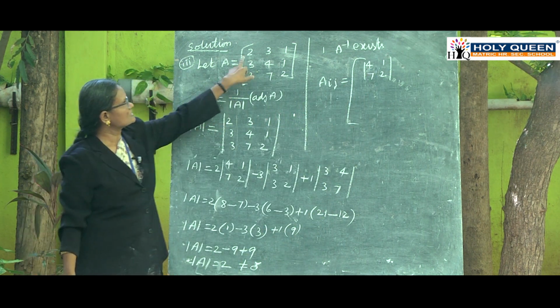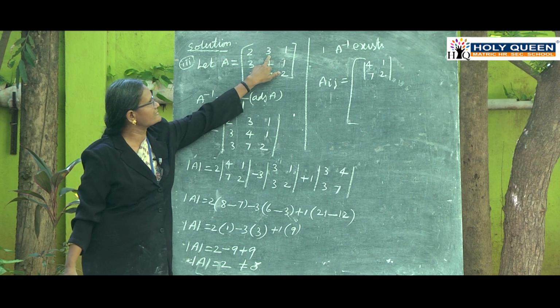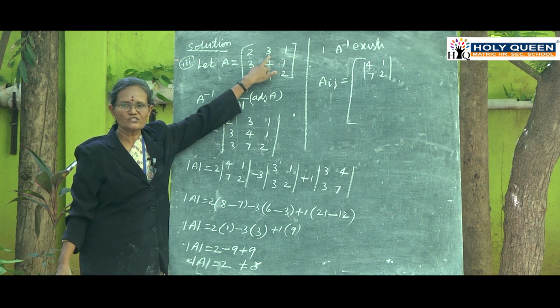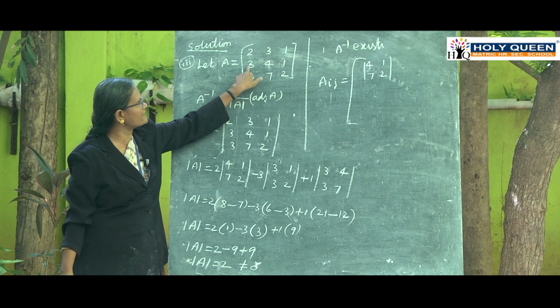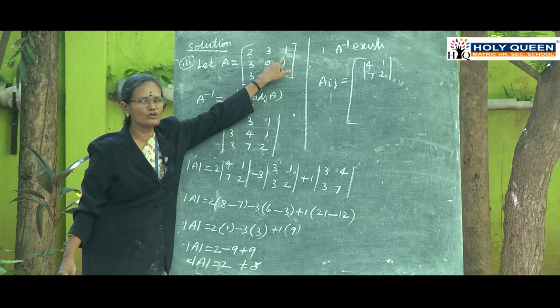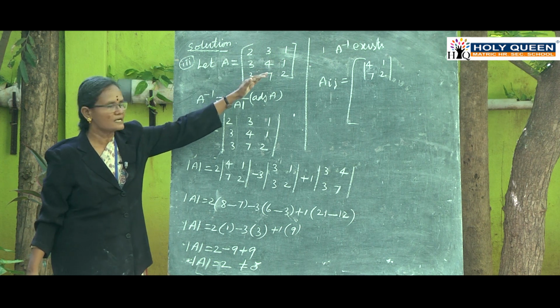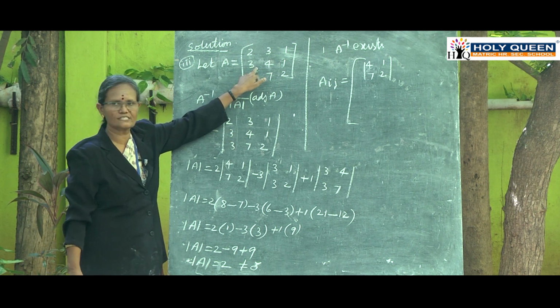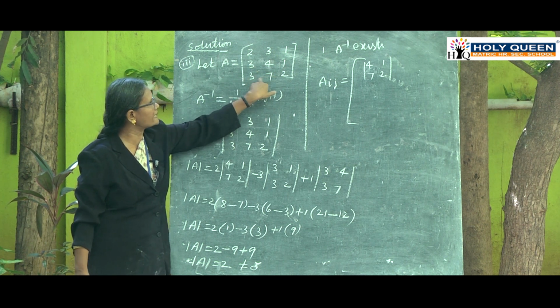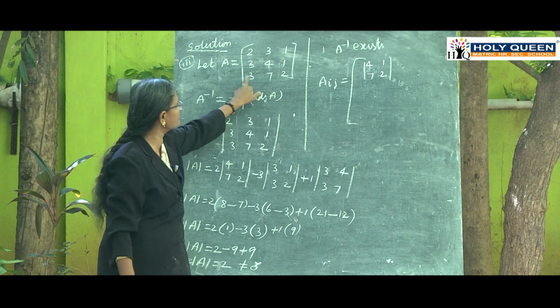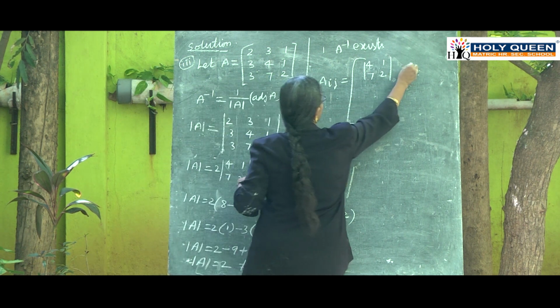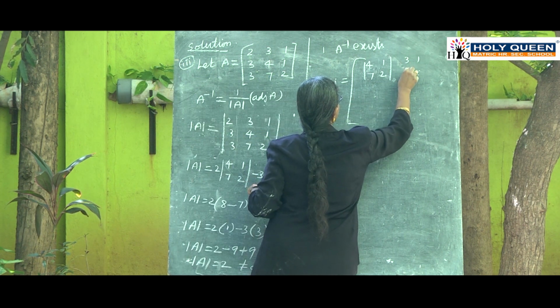Next one, in the first row, consider the second element. The second element is 3. The position of 3 is first row under the second column. Consider the remaining elements. Ignore the first row under the second column. The remaining elements are 3, 1, 3, 2. Therefore, the minor of 3 is 3, 1, 3, 2.